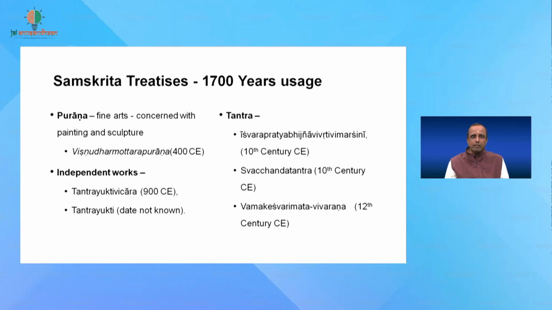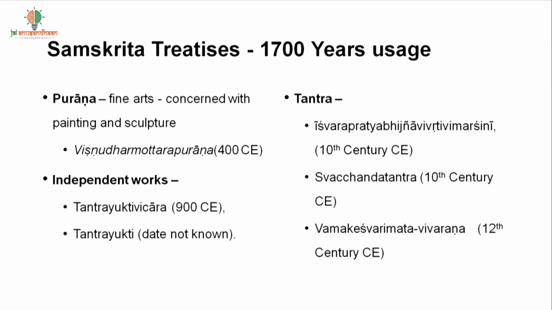We can also see that in the Purana treatises, like the Vishnu Dharmottara Purana, and also certain independent works like Tantra Yukti Vichara and Tantra Yukti. And even in Tantra Shastra texts like Ishvara Pratyabhijna Vivriti Vimarshini, Swachhanda Tantra, Vamakeshwari Mata Vivarana, we find utilization of either the complete set or a few yuktis in the Samskrita linguistic tradition.